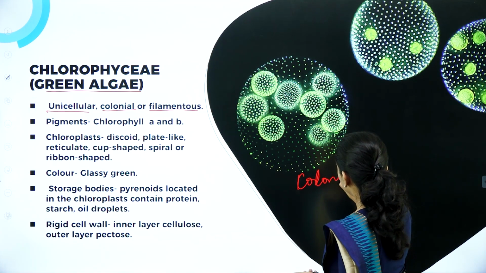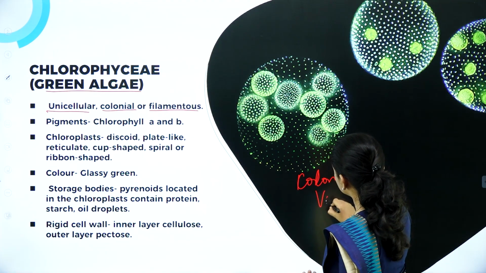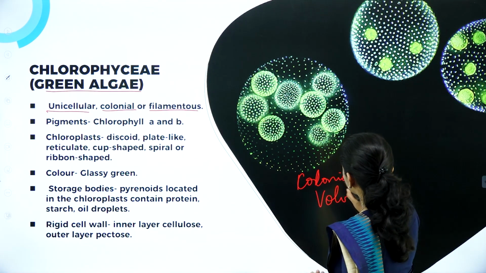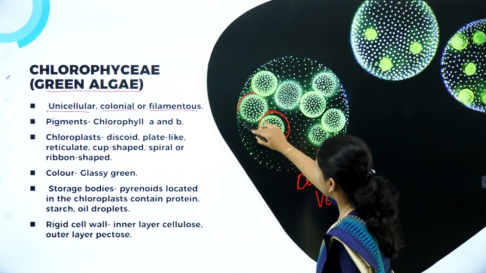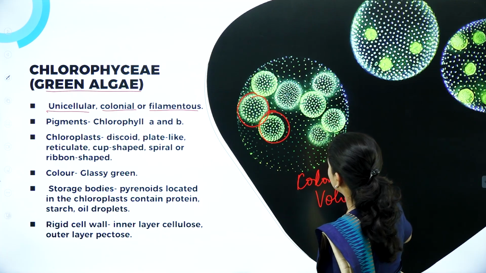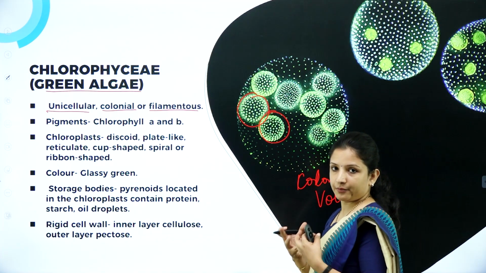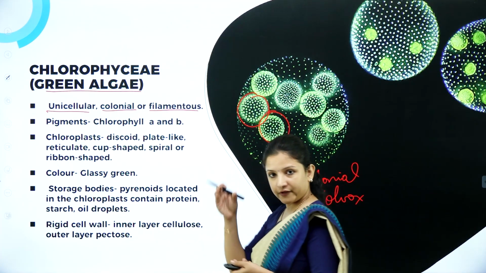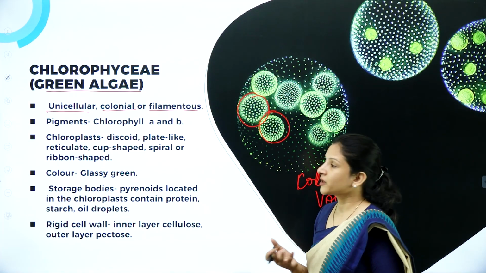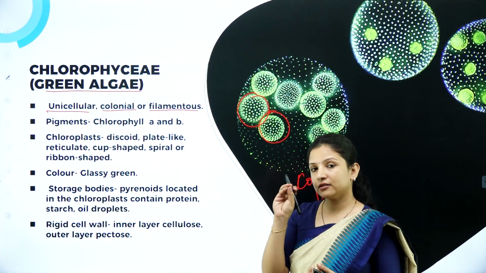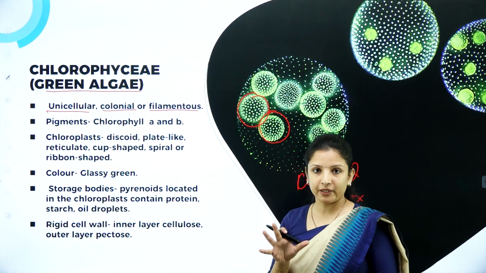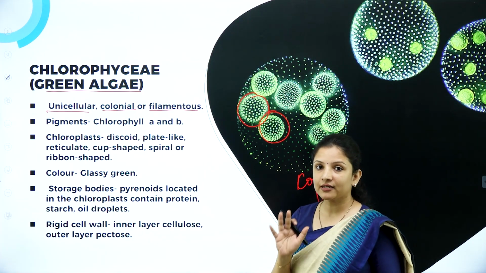Colonial. So colonial means, the best example is Volvox, wherein you can see they form colonies or groups. This is one group, this is one group, and the group is covered by a gelatinous sheath. So they can be in the form of colonies or they can be filamentous like Spirogyra. These Chlorophyceae members, the name itself says they have chlorophyll pigment in them, right? That is why they are green in color.